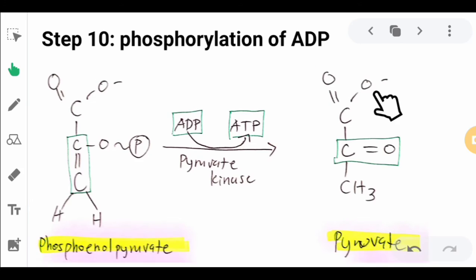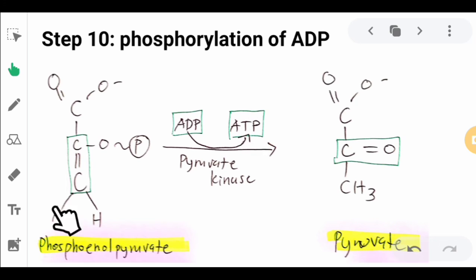So next, step 10 is the phosphorylation of ADP. This is the second time that we are going to add phosphate on ADP, and therefore this is the second time that we will be producing energy. With the help of the enzyme pyruvate kinase, the phosphate here will be removed and added on the ADP to produce energy, which is the ATP. This ATP is the energy that is being utilized by our cell.